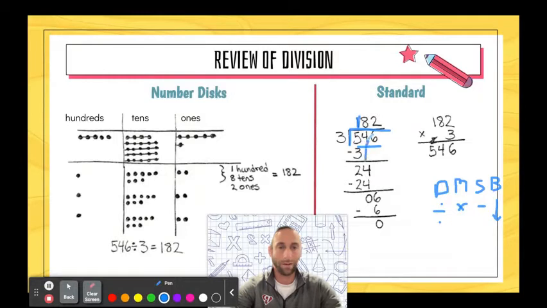Bring down the 4, right? My new number that I'm focusing on right here is just the number 24. So after I'm done bringing it down, I go all the way back to division. How many times does 3 go into 24? 3, 6, 9, 12, 15, 18, 21, 24. So if I count that up, that's 8 times. 3 goes into 24 8 times.